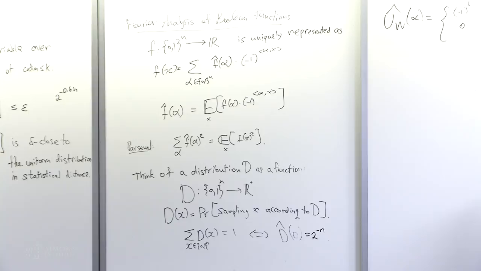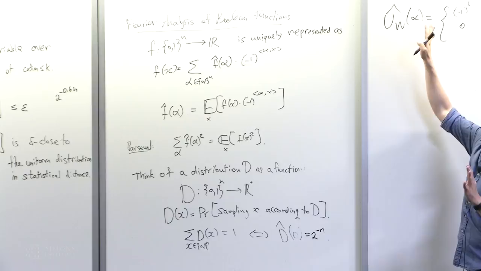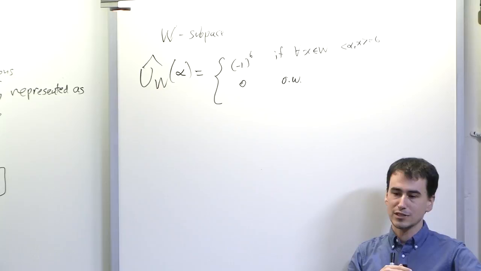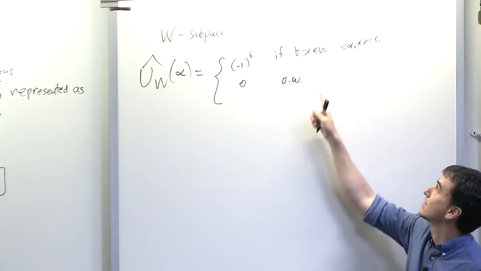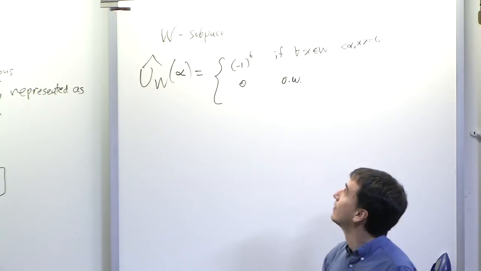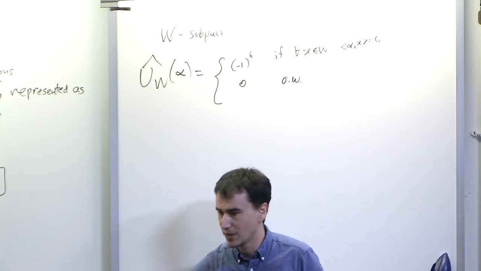Now let's look at the Fourier coefficient of a uniform distribution over a subspace. So this is a very simple distribution in terms of the Fourier spectrum. What do we have here? We have some subspace. Think of it now as a fixed subspace. And we look at the Fourier coefficient of a string alpha. If this string is orthogonal to this subspace, meaning that every x in the subspace satisfies this equation, alpha x equals b, then we'll always have (-1) to the b, and we'll take expectation over this thing. Then we take expectation, and we have this normalization factor. So here it would be 2 to the minus n.